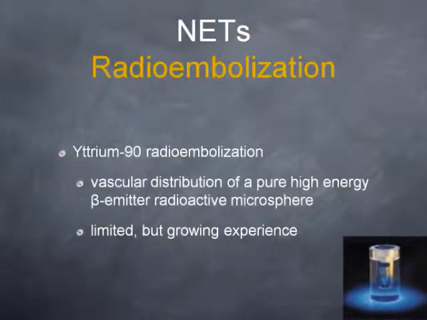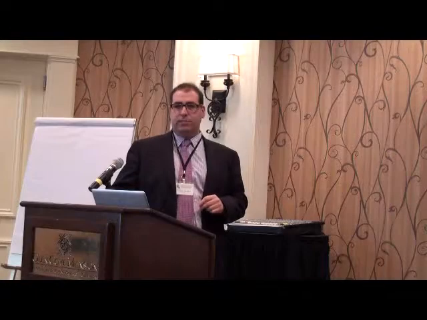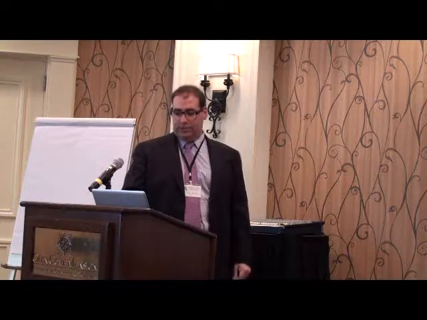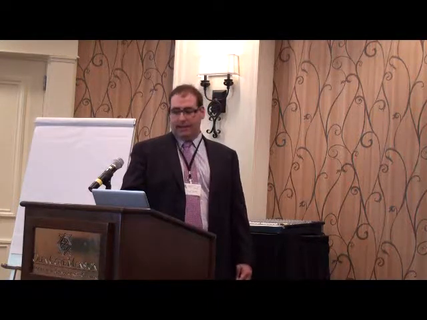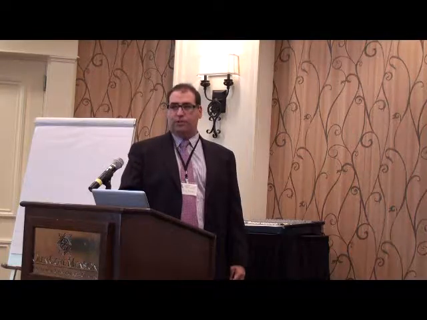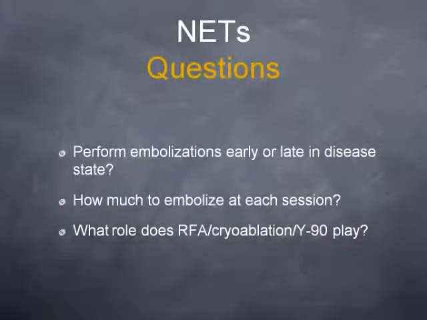And radioembolization. There's an agent called yttrium-90. It's basically distributed just like we would with the beads and the chemotherapy in chemoembolization. There's vascular distribution. It's a pure high-energy beta emitter of radioactive microspheres. There's a limited, but growing experience with this in neuroendocrine tumors, and it'll be interesting to see what happens as time goes on and more of it is used. But there are still a lot of questions.